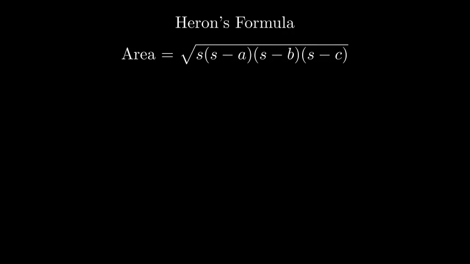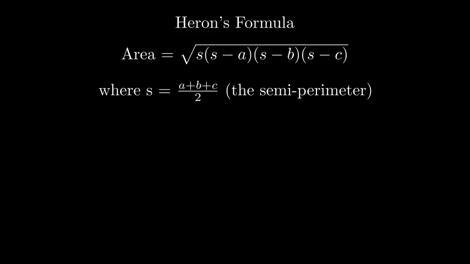The formula is: the area is the square root of s times (s minus a) times (s minus b) times (s minus c). Here, a, b and c are the lengths of the sides, and s is a special value. s is the semi-perimeter of the triangle, which is simply half of its perimeter. You find it by adding the three side lengths together and dividing by 2.